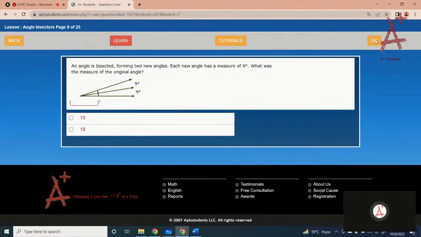An angle is bisected, forming two new angles. Each new angle has a measurement of 9 degrees. What was the measurement of the original angle? Originally, the angle is 18. 9 times 2 is 18. Good.